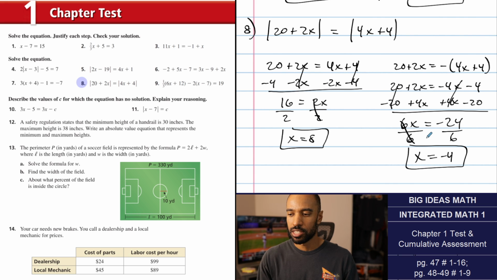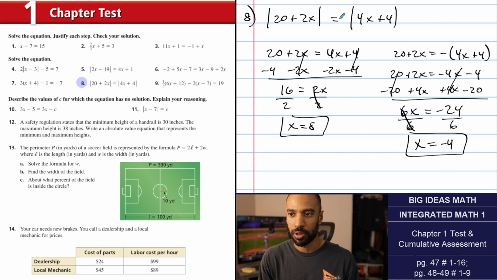Now, don't be intimidated by that -4 answer. When you plug it into both sides, you'll get absolute values of both sides. They'll both turn positive into whatever you're getting there. So you should be good. You can check it. It should be fine. All right, number 9.